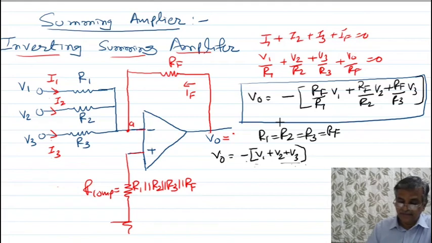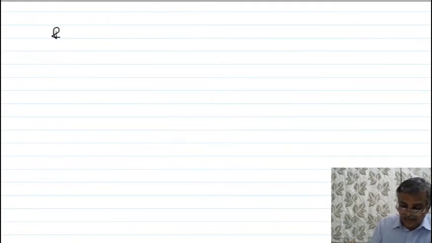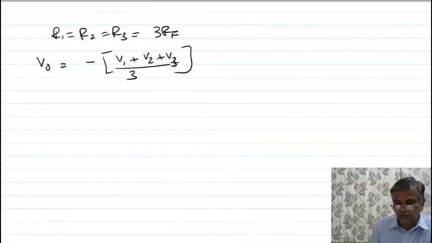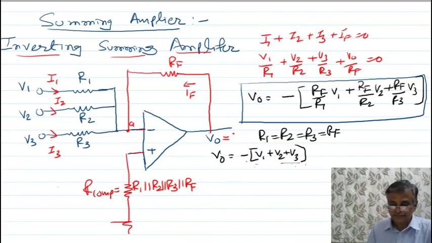Suppose someone says R1 is equal to R2 is equal to R3 is equal to 3 RF. So look here, VO is equal to minus (V1 plus V2 plus V3) upon 3. Means if you take this value, the output is an average of these three input signals.